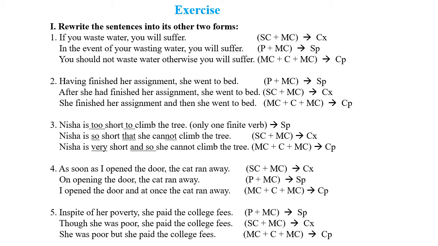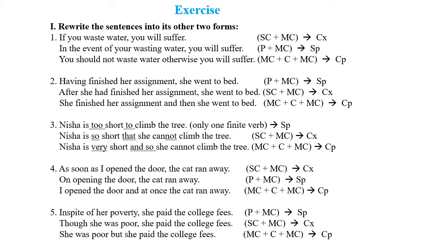In other sentences, in the complex, if we remove that subordinating conjunction and put the conjunction, we'll get the compound. In this type, in complex, you are having had plus V3. In compound, you are putting V2. So, be clear. Then, Nisha is too short to climb the tree.